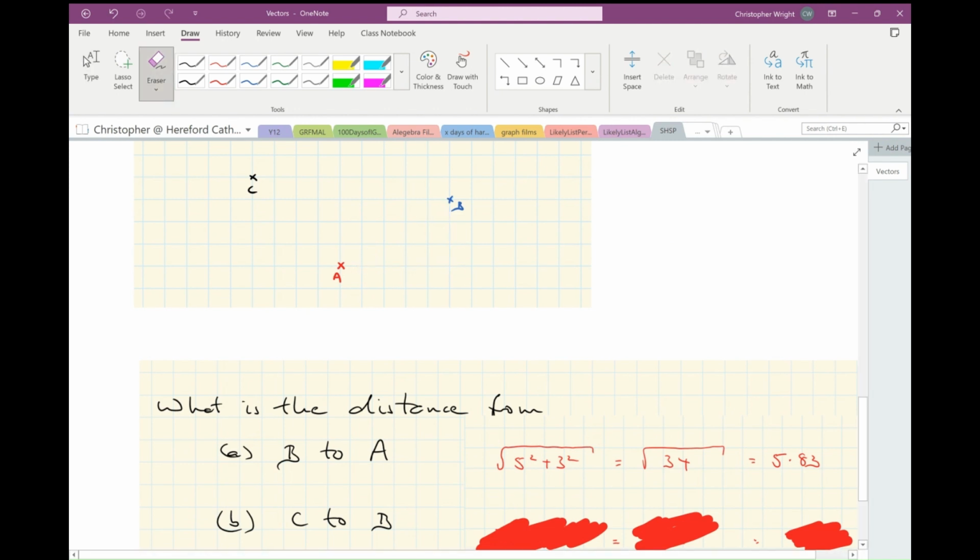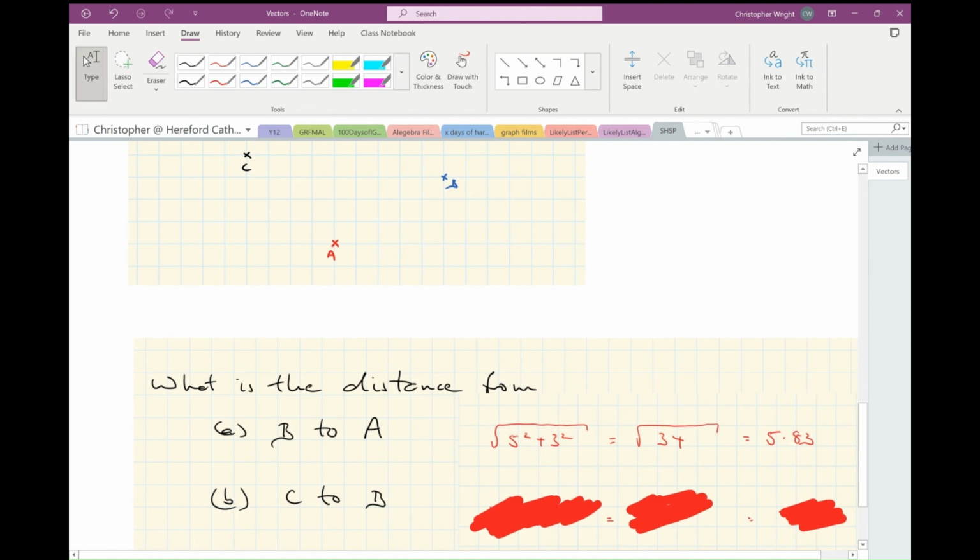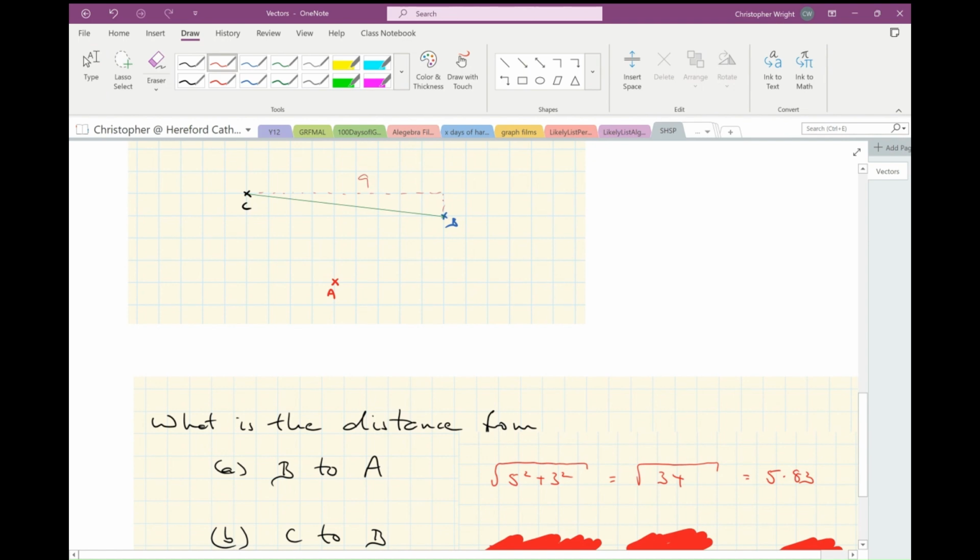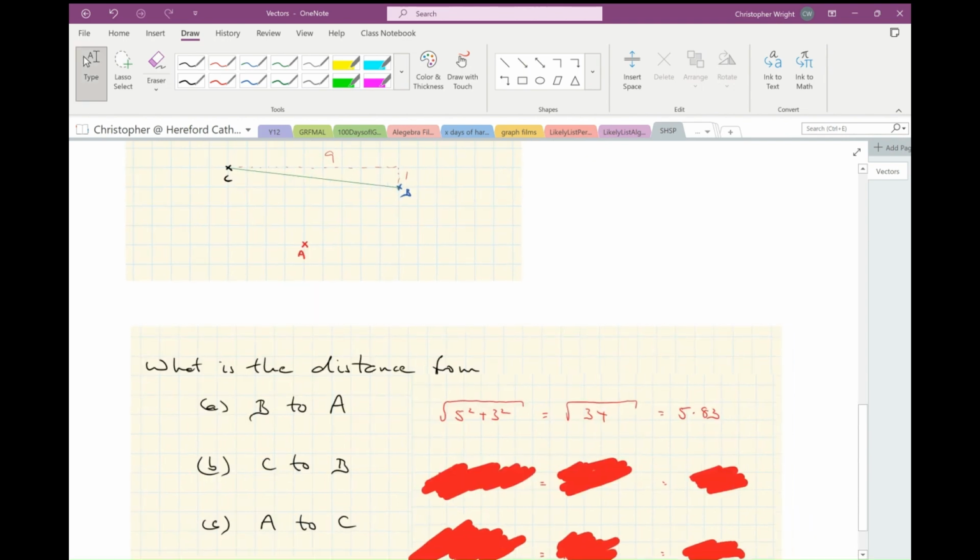Right, this time we're going from C to B. So we're going to go from here to there. There we go, we've got a right angle triangle there. It's got lengths of 9 and 1. So this time the hypotenuse is going to be the square root of 9 squared plus 1 squared, which is the square root of 82. And again, you can work that out on your calculator.